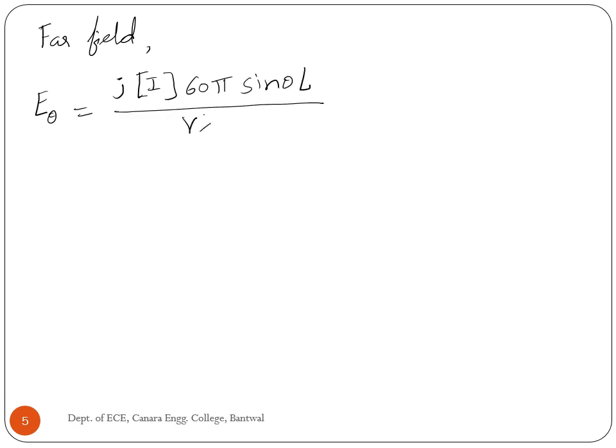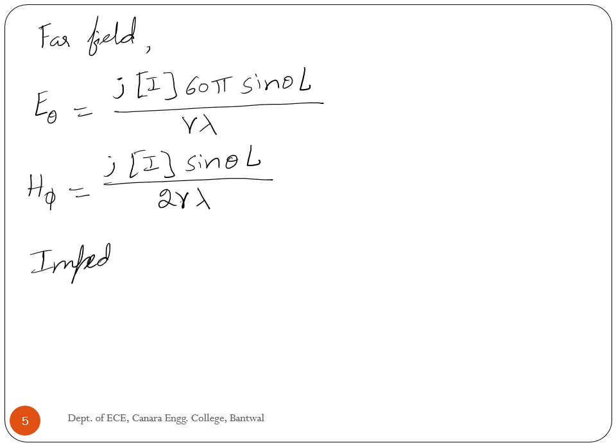In the far field, we have only two field components, E theta and H phi. E theta is given by j I 60π sin θ L divided by r λ. H phi is equal to j I sin θ L divided by 2 r λ.